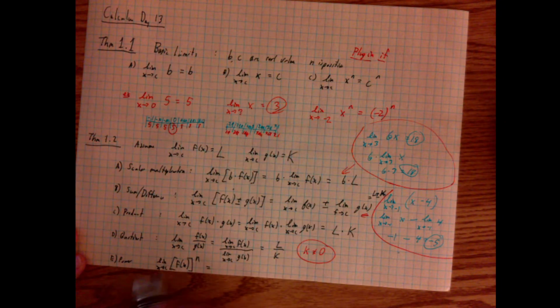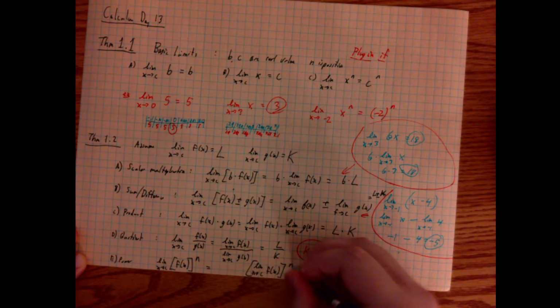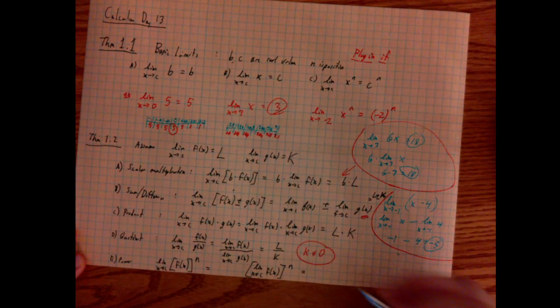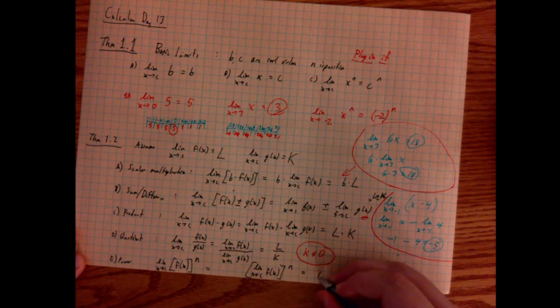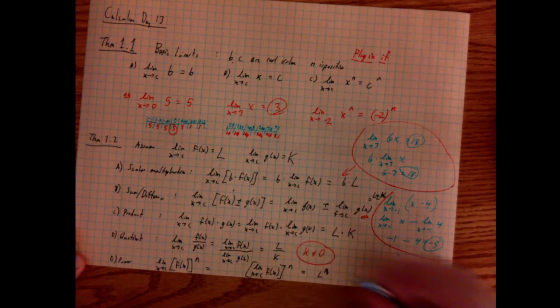What we can basically do is move the limit inside. So the limit as x approaches c of f of x, we put it to the n power. We can take the limit and put it inside a power, and thereby get L to the k power, or L to the n power.